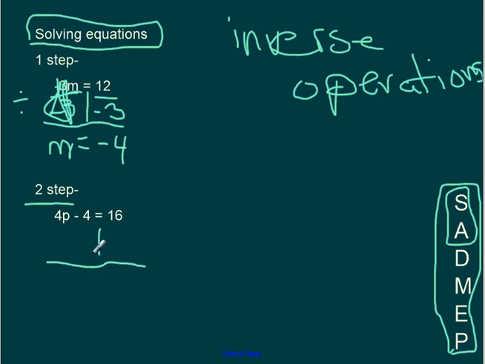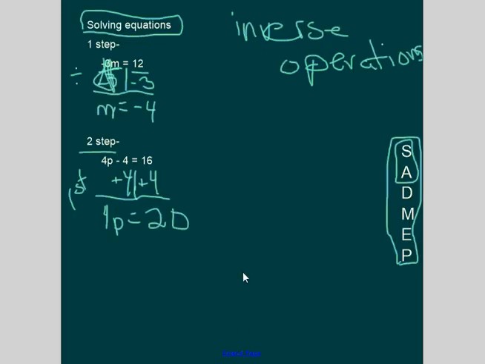So I'll draw a little balance, and I'm going to undo subtracting 4 by adding 4. Add that to both sides, and I'm left with 4p equals 20, because 16 plus 4 is 20. So that was the first step of my two-step equation. Let me make this screen a little bigger so I don't run out of room. And that's a 4, guys, if you can't tell.